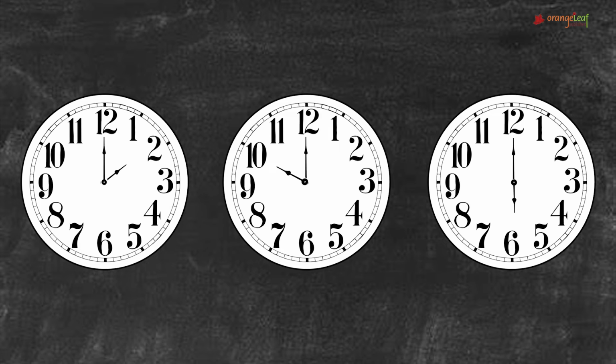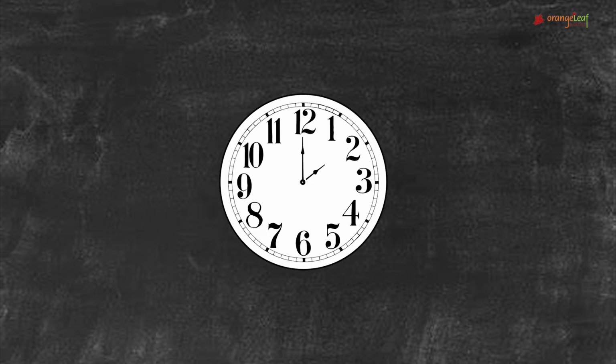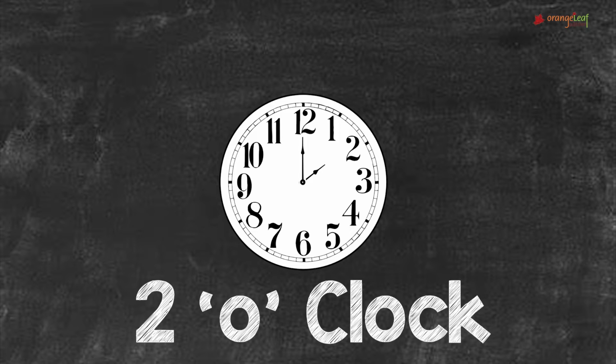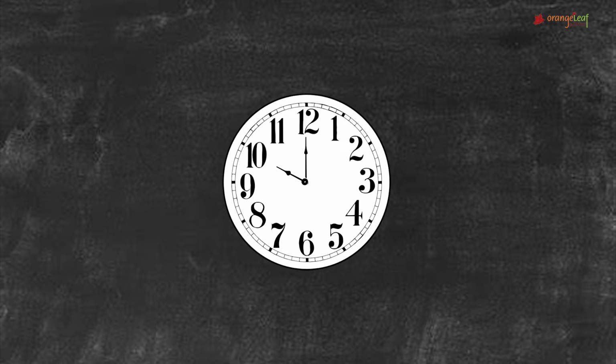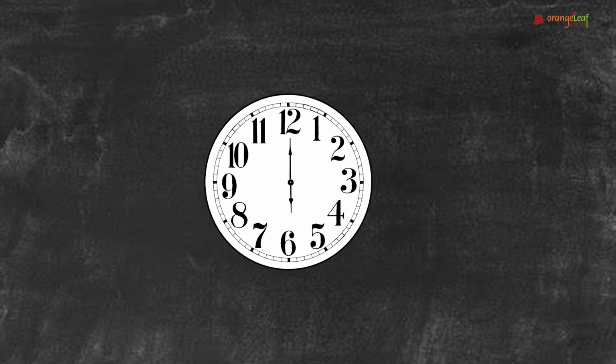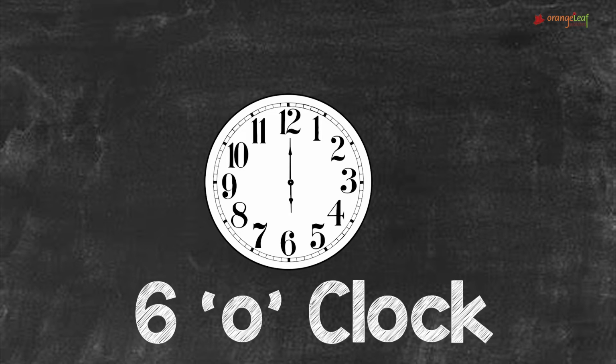Here are 3 clocks showing time. Let's see if you can guess what the time is. The first clock shows the hour hand on 2 and the minute hand on 12. Can you guess the time? Yes, it's 2 o'clock. The next clock shows the hour hand on 10 and the minute hand on 12, which is 10 o'clock. And the third clock shows the hour hand on 6 and the minute hand on 12, which brings the time to 6 o'clock.